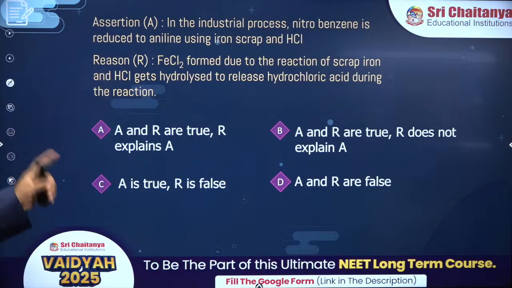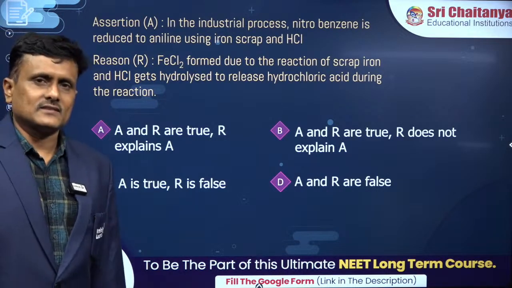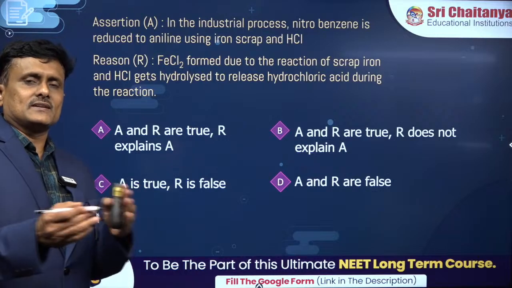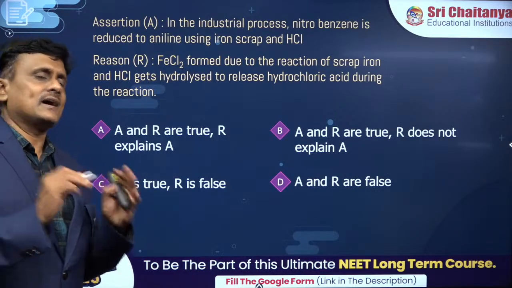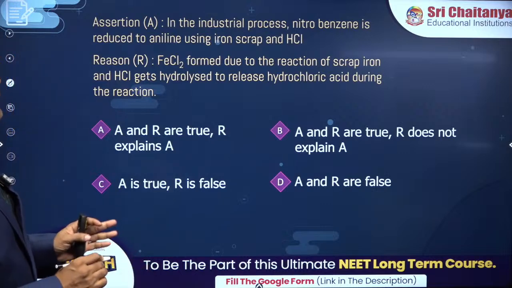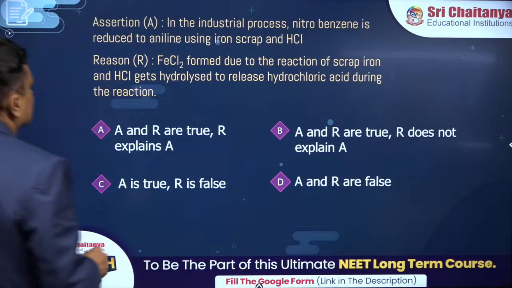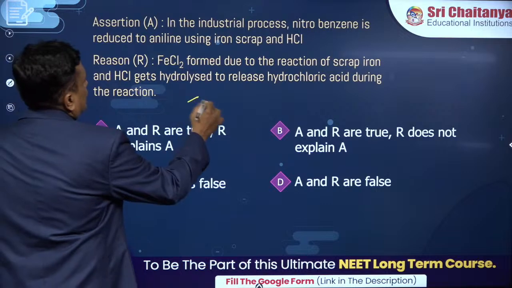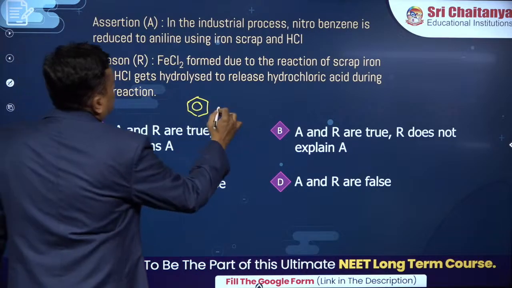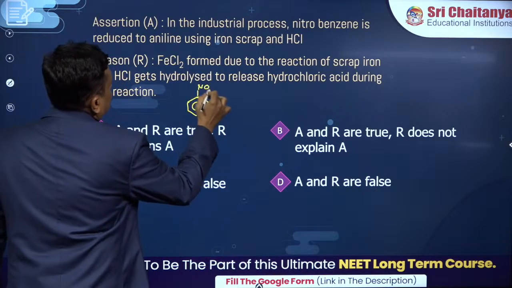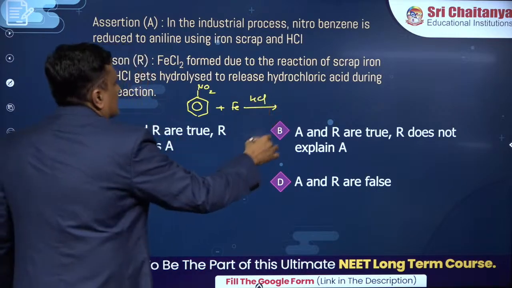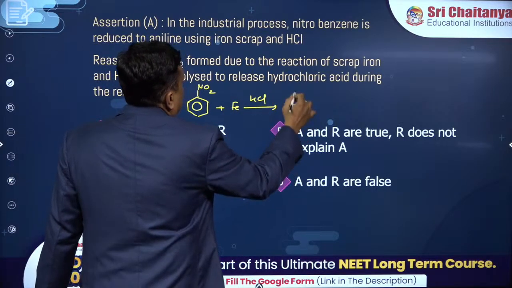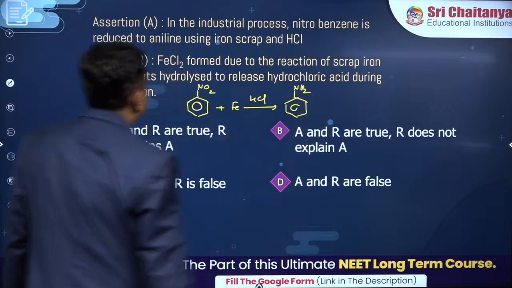In industrial process, nitrobenzene is reduced to aniline using tin and HCl or iron and HCl. That's a correct statement, right? We prepare aniline from nitrobenzene by reduction, by using zinc, tin or iron in HCl. FeCl2 formed due to the reaction of scrap iron and HCl gets hydrolyzed. So the point is, listen all of you, nitrobenzene is taken. When you take tin HCl, iron HCl, it would be converted into aminobenzene or aniline. This is what it says.